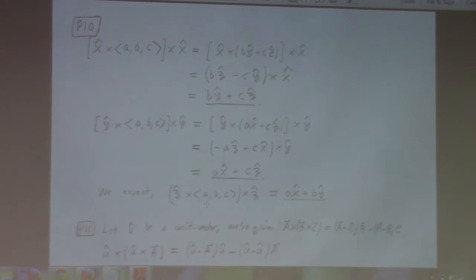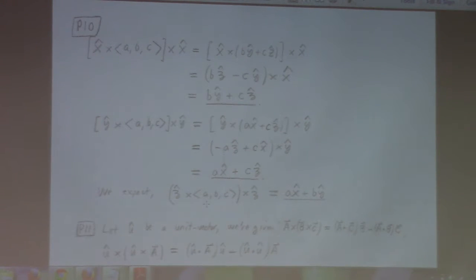So, what is your question about problem 10? I lost track of who asked me. Yes, sir. I don't know how you went from the first step to the second one. Oh, there's a circle of cross products.